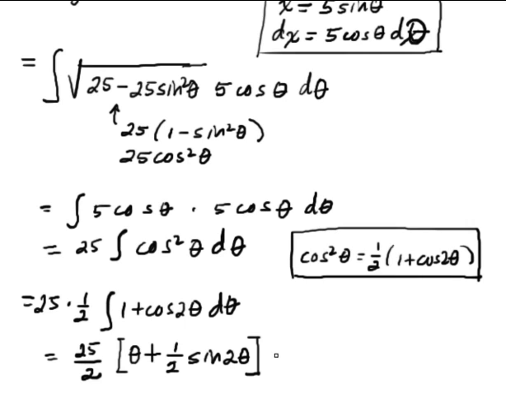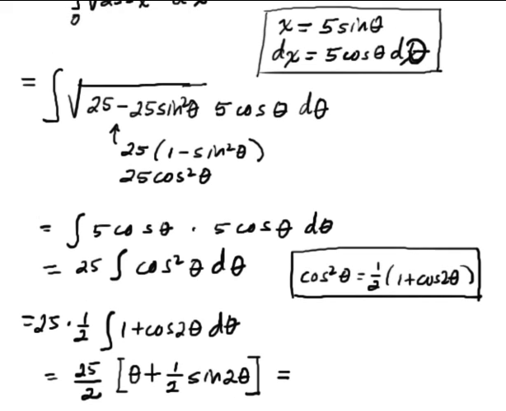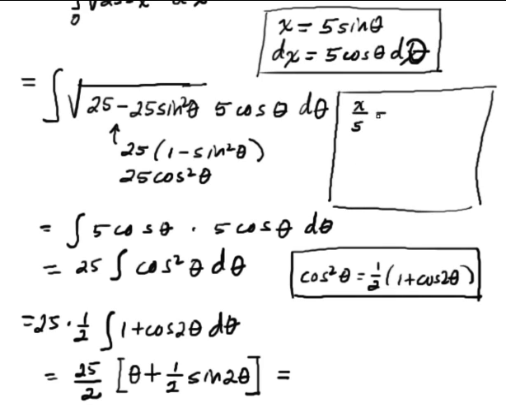Okay, now let's switch back to our x variable. So remember, here's the substitution that we did. We did x equal 5 sine theta. All right, so that would be x over 5 is equal to sine theta. So theta is arc sine x over 5.